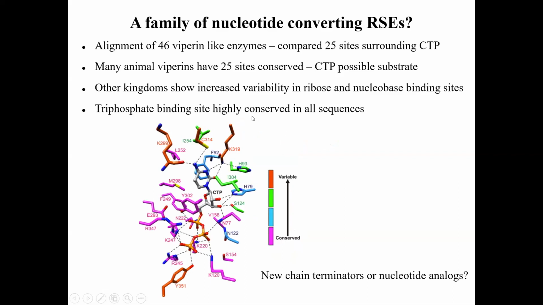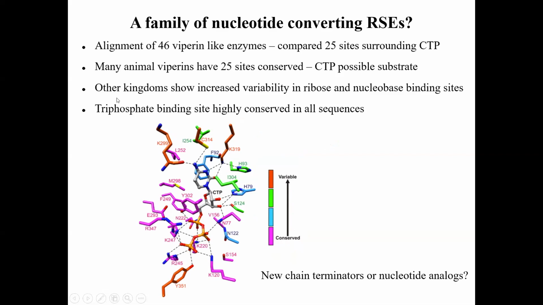And lastly, we did a multiple sequence alignment of 46 Viperin-like enzymes and compared the sequence variation at 25 sites around CTP. Many animal Viperins showed absolute conservation or only conserved substitutions at all 25 sites, suggesting that CTP is the substrate, but there are some exceptions.